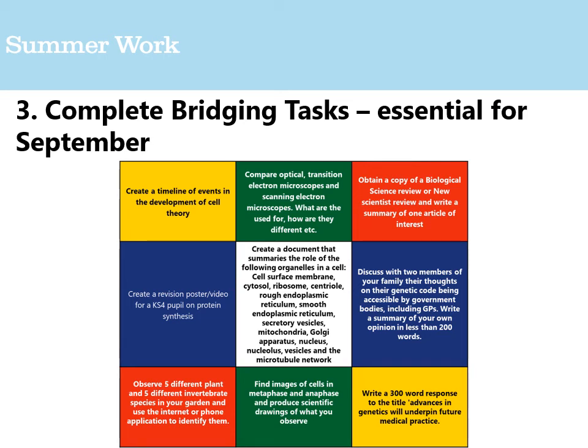The other activities around the outside, you choose 2 of them. So you could create a timeline of events and development of cell theory. You could compare optical transition electronic microscopes and scanning electron microscopes as well, how they're used, how they're different. It would be useful perhaps to do that as a PowerPoint. You could, if it's possible, and actually most of these things are available online as well now, obtain a copy of the Biological Science Review or New Scientist and have a read of one of the articles and just provide a brief summary, or what we call a précis summary of it. Again, that would be a useful reading activity for you to do.